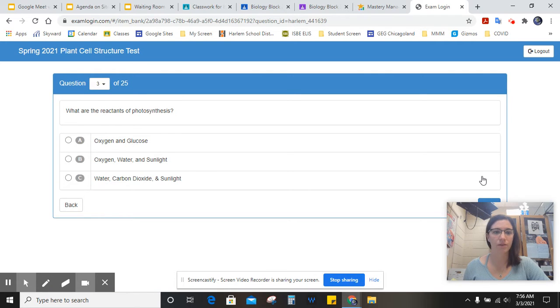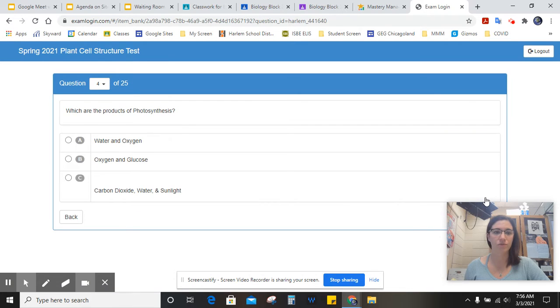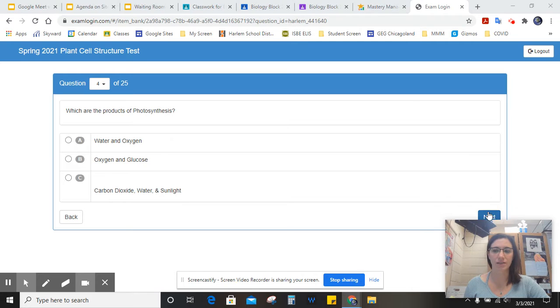Question 3. What are the reactants of photosynthesis? A, oxygen and glucose, B, oxygen, water, and sunlight, or C, water, carbon dioxide, and sunlight. Question 4. What are the products of photosynthesis? A, water and oxygen, B, oxygen and glucose, or C, carbon dioxide, water, and sunlight.